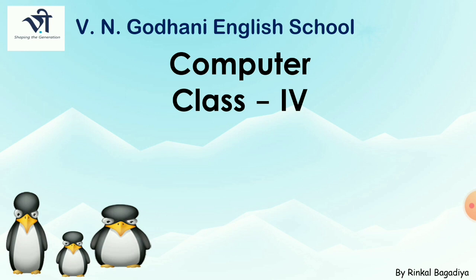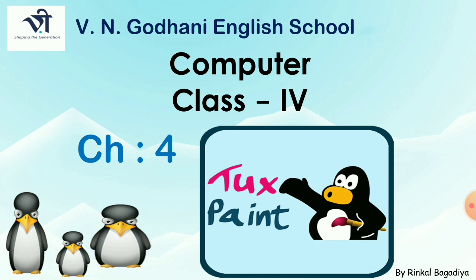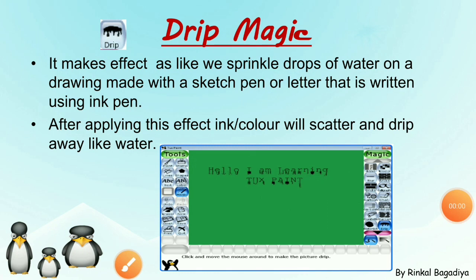Children, as you know, in last class we have started our chapter 4, Tux Paint, and learnt some tools like Shapes tool, Eraser tool, and New tool. Today we are going to start from Drip Magic tool that is given on page number 31 in your textbook. So, be ready with your textbook. Let's start. Children, our today's first tool is Drip Magic tool. It is given on page number 31 in your textbook.